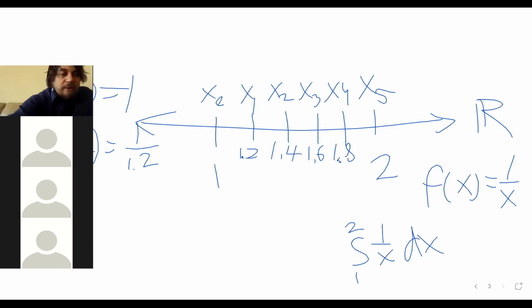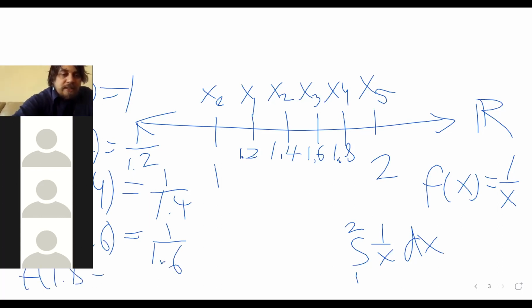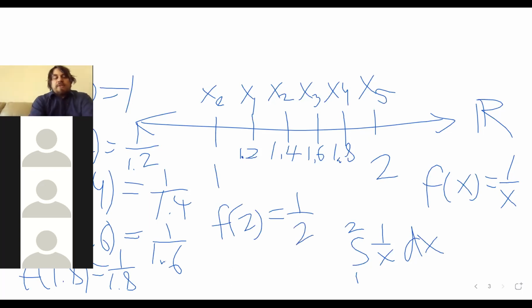Okay. And then f of 1.4 is 1 over 1.4. F of 1.6, so you see the pattern, right? Of 1 over 1.6. F of 1.8 is 1 over 1.8. F of 2 is 1 over 2. So these are the values of f of x naught to f of x5: 1 over 1.2, 1 over 1.4, 1 over 1.6, 1 over 1.8, and 1 over 2. The 1 is 1 over 1. Okay, and so those are the values of f at those x points.